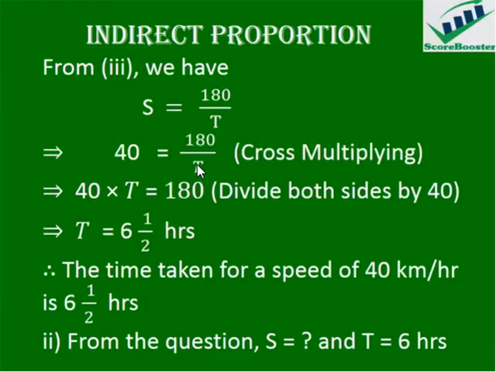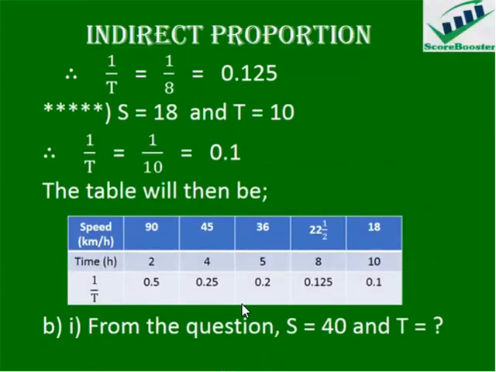We cross multiply. 40 multiplied by t equals 180 multiplied by 1, which is 180. We divide through by 40 since we have to obtain the value of t, which is the number of hours it takes the car to run at a speed of 40 kilometers per hour. So if we divide this side by 40, we are left with t. If we divide this side by 40, we have 6.5. So the time taken for a speed of 40 kilometers per hour is what? 6.5 hours.